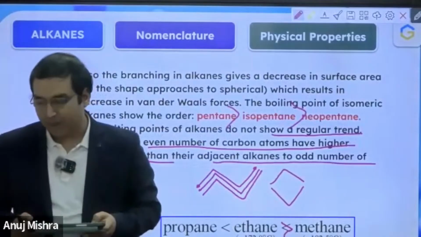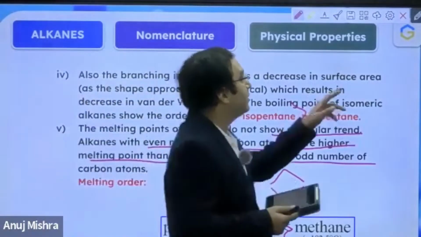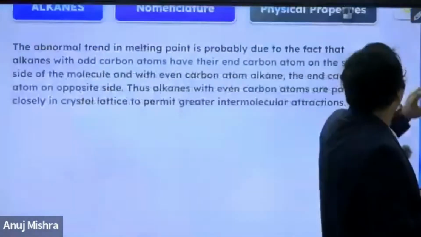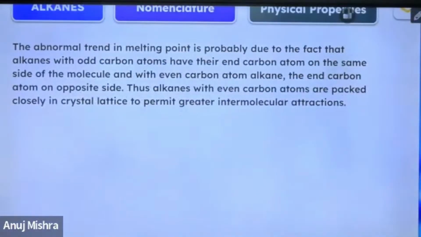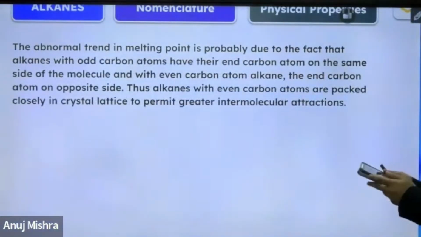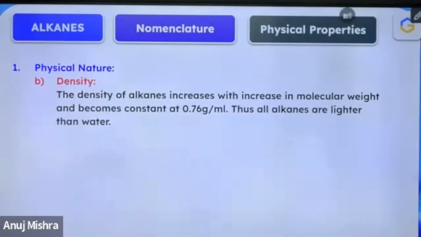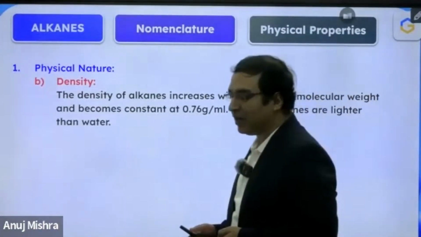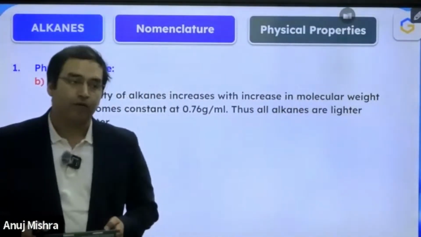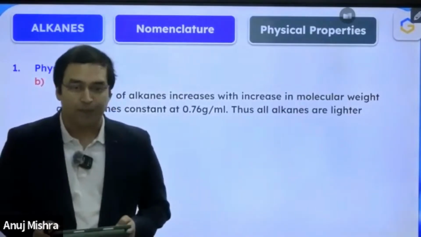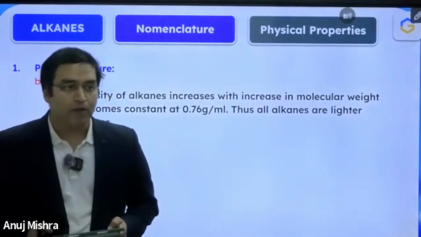Can I go to the next part? You can just read this as a reasoning here in this paragraph. So odd number of atoms have their n carbon on the same side of molecule, and even number of atoms have n carbons on opposite side. The same thing which we have drawn a few minutes back. Okay. Now coming to density. Density of alkanes are less than water. Water की density कितनी होती है? 1 gram per ml, 1000 gram per liter, right?